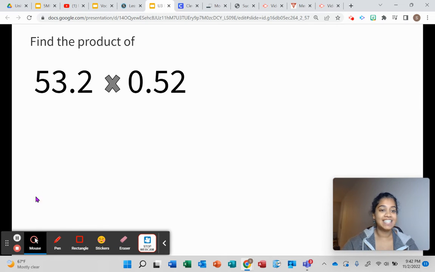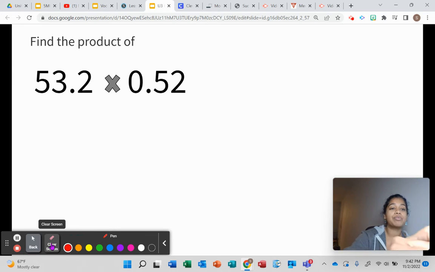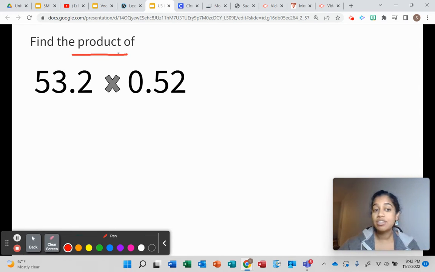All right, let's get into our problem. So we are going to find the product of 53 and 2/10 times 52 hundredths. Okay, so when we are multiplying with the standard algorithm, when we're multiplying decimals, we're going to pretend like those decimals aren't there. Okay, and we're going to get back to that in a second.